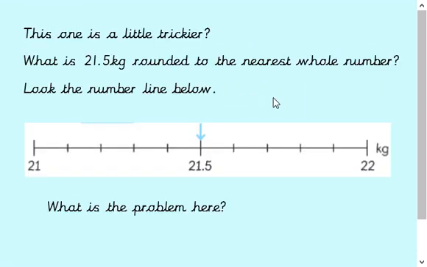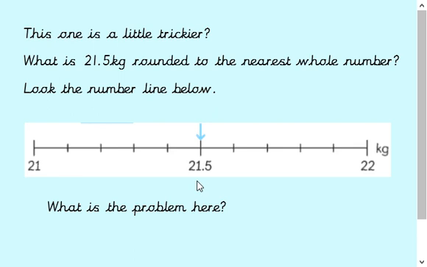This question is a little trickier. What is 21.5 kilograms rounded to the nearest whole number? So again, we need to think 21.5. What two numbers does that come between? So it's in between 21 and it is in between 22. But there is a problem here. It's not as straightforward as the questions we looked at just now. 21.5 is exactly halfway between 21 and 22.